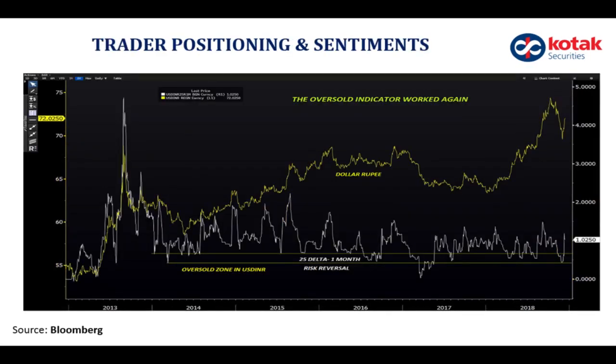Now, this is the sentiment which we track in the market, the traders' positioning, which has an impact. And this is a little old chart. Currently, the sentiment has again turned into the oversold zone. So that's the reason why the dollar rupee is not really sustaining below 70 even today, because the sentiment has again turned quite oversold on the dollar. So this is one more indicator which we watch, which is termed as the risk reversal.